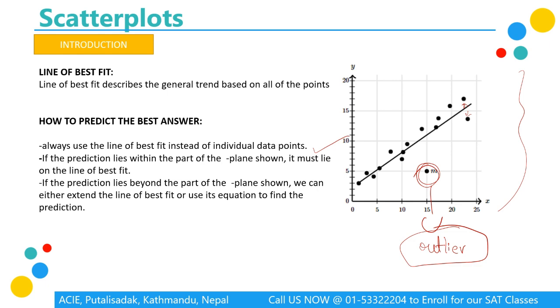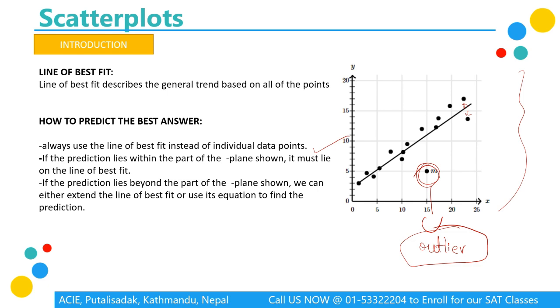If the prediction lies between the part of the plane shown, it must lie on the line of the best fit. So basically, whatever certain prediction we are trying to find, it must always lie on the line of the best fit. Otherwise, it will not work out. Basically, kind of the same point as before. And if the prediction lies beyond the part of the plane shown, we can either extend the line of the best fit or use its equation to find the prediction.